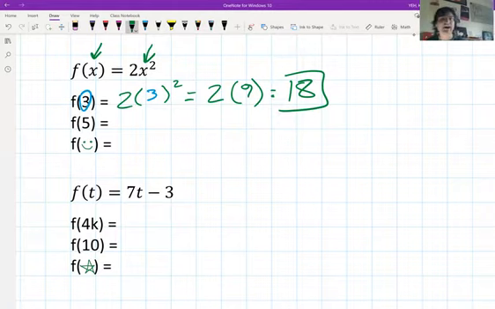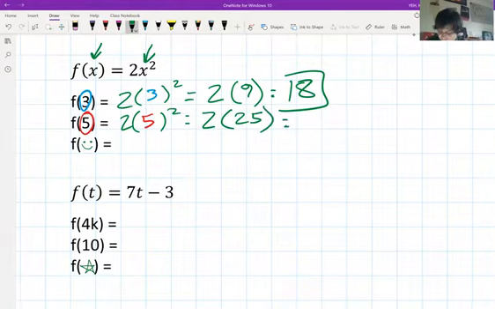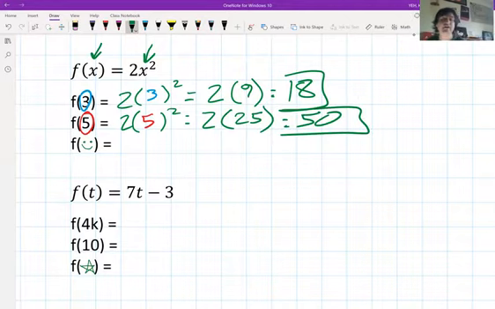What about f of 5? How do things change? Well, the good news is not much. F of 5 is going to be 2 times, now we're not plugging 3 in, we're plugging 5 in. So 2 times 5 squared, which equals 2 times 25, which equals 50. F of 5 in this example is 50.